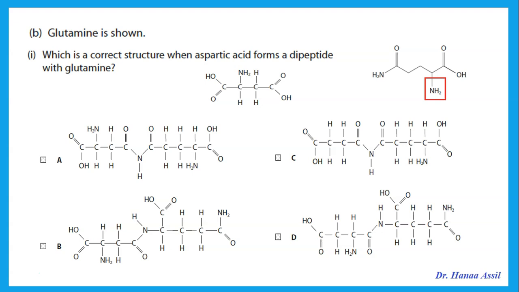The NH2 is the one that will react with one of these acids. So looking at all the choices, which structure is correct, you will find that it is this structure in which the NH2 of glutamine is joined to the acid of the aspartic acid, but they joined it to the acid on the left, not the acid on the right. So that structure for aspartic acid is inverted.